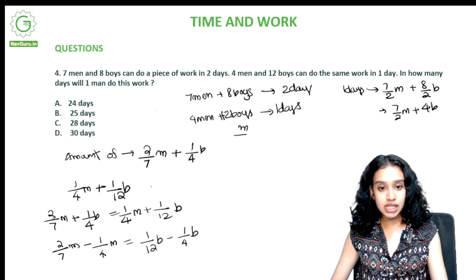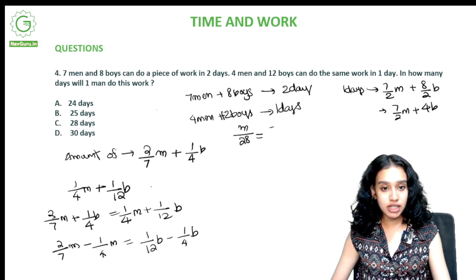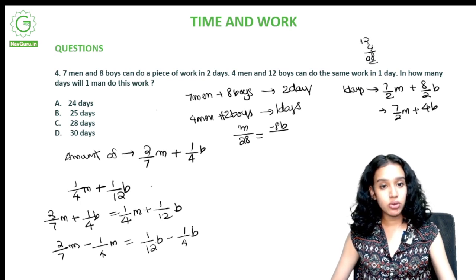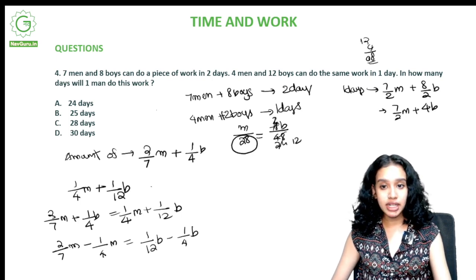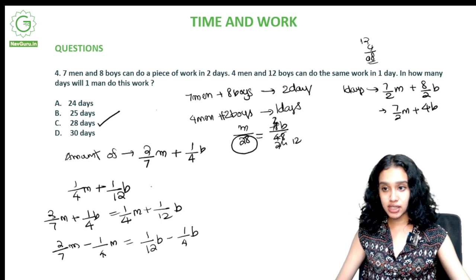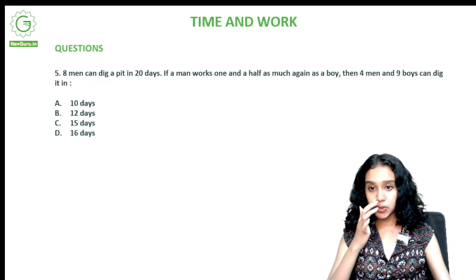So m by 7 4s are 28 is equal to 4 minus 12. Let's get minus 8 times b by 12 into 4. 4 2s are 8 and 4 1s are 4, which is 48. So we could cut out 4 from here, so we get 24 and we get 12. So the amount of work done by man in one day is equal to 28 days. Now let's move on to the next question.